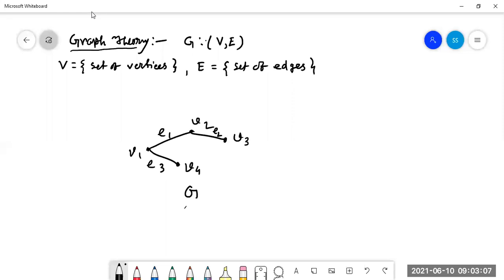Vertices are the points from where the edges are coming. See, the line joining V1 to V2 is called an edge. An edge is denoted by small e, and vertices are denoted by small v. So small vi are the vertices and small ei are the edges. V is a set and E is a set. E consists of the set of all edges and V consists of the set of all vertices. A graph is generally denoted by G equals (V, E), where V is the set of vertices and E is the set of edges.